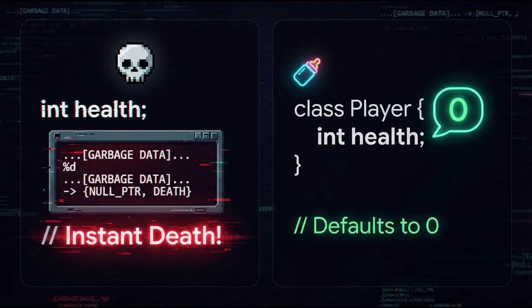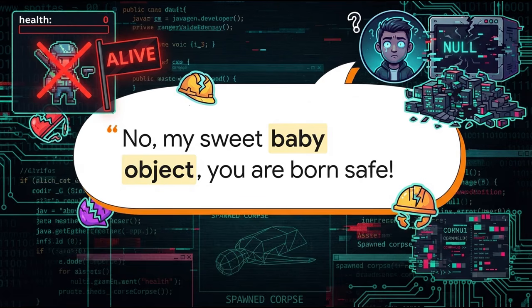Good times, see? Now contrast that with Java, which essentially acts as your overprotective nanny. In Java, if you declare a player class with health and alive variables, Java steps right in to protect you from that random memory garbage. Java literally looks at your code and goes, "No, my sweet baby object, you are born safe." So it silently and automatically sets your health integer to 0, your alive boolean to false, and any object names to null. But hold on a second.